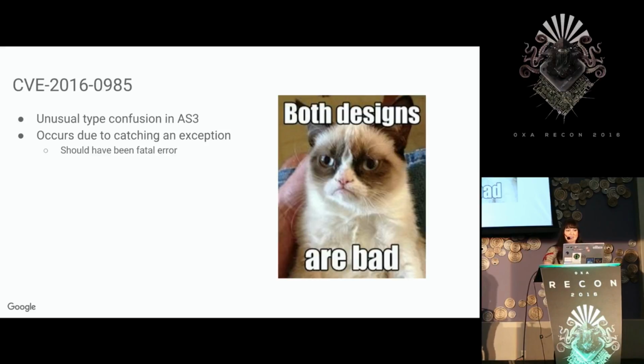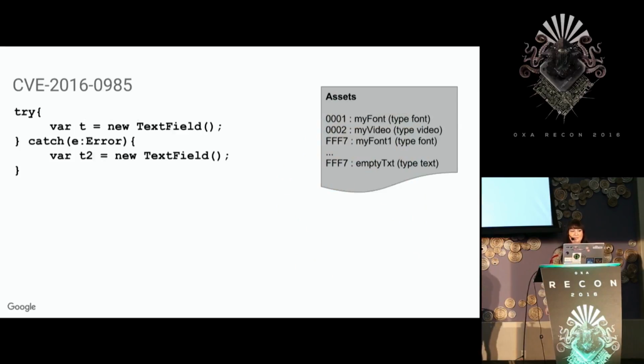So in this case, this is in AS3, and it occurs due to an exception that you can catch, and they fixed it by making it a fatal error. Basically, they threw an exception that should have been fatal, but it isn't. So here's this bug. It occurs both in code and in the SWF file. On the left, I have the code, and on the right, I have the assets in the SWF file. And these are something you can just modify using a hex editor. You'll notice you can have different assets of different types. I've got a font there and a video there.